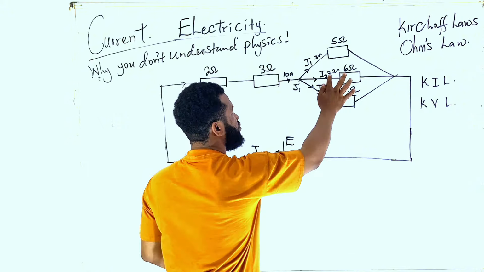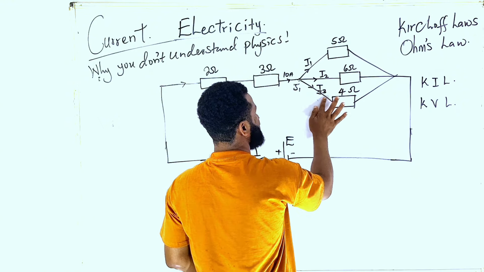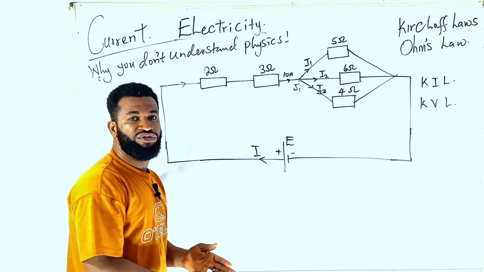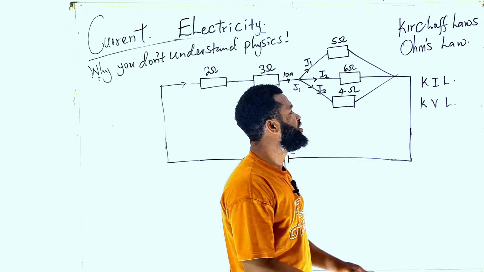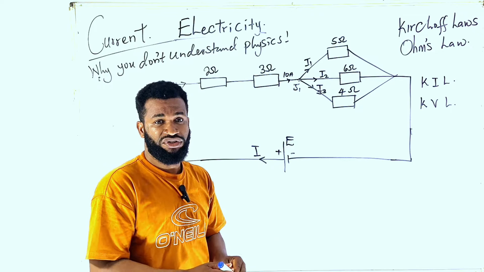But we are not sure of the value of current that is entering here, but we can calculate it according to Kirchhoff's law. So from there, I'm going to write an equation according to it. Sometimes we can also say that according to Kirchhoff's law, the algebraic sum of current at a node is equal to zero.